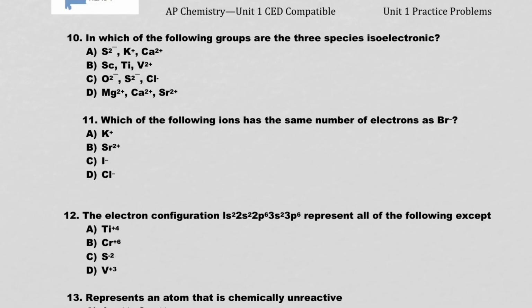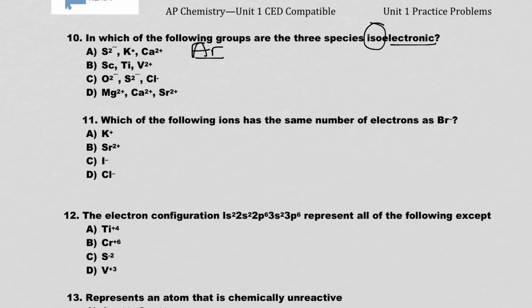Okay, 10. In which of the following groups are the 3 species isoelectronic? So remember, iso means same, and we're looking for same electron configuration. Anytime you're comparing groups of things like this, it's best to look at your periodic table. If I look at sulfide, sulfur has atomic number 16. So when it gains 2 electrons, it ends up with 18 total, the electron configuration of argon. So what I want to know is, is potassium the same? Potassium has 19 electrons, plus means it lost one, so it also becomes argon.